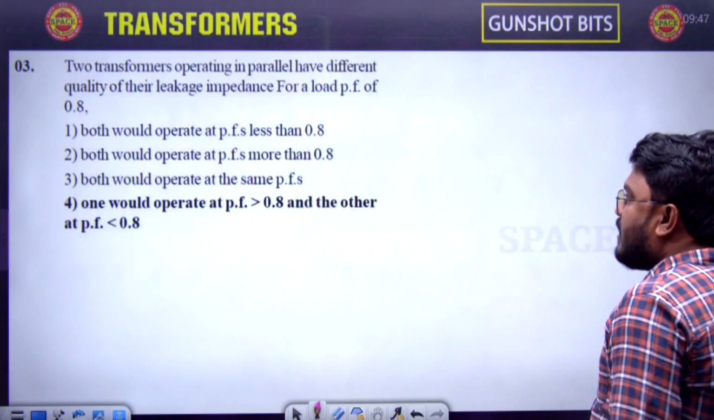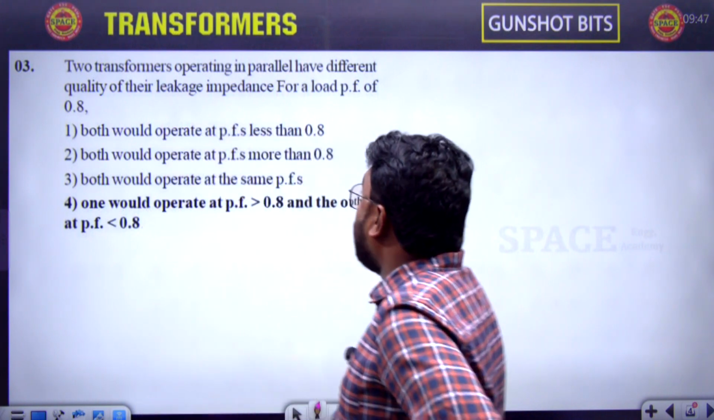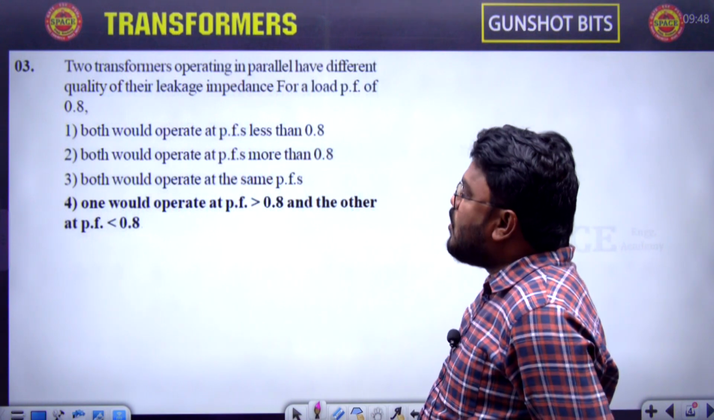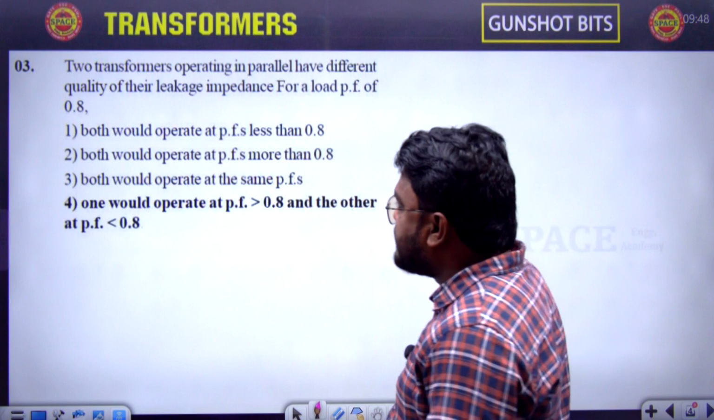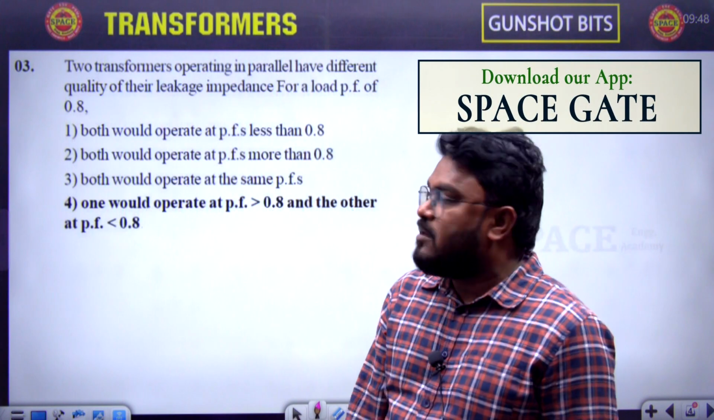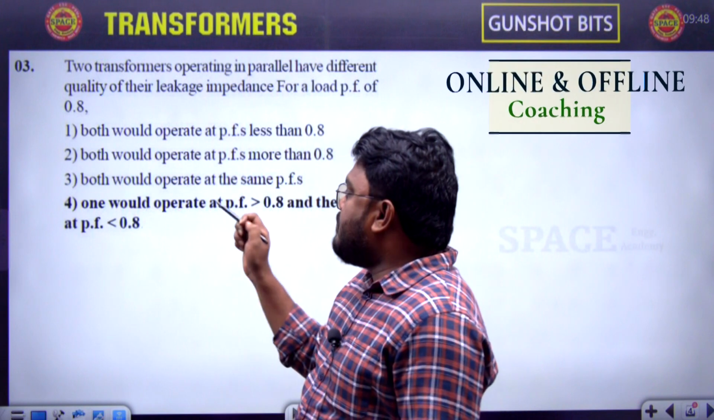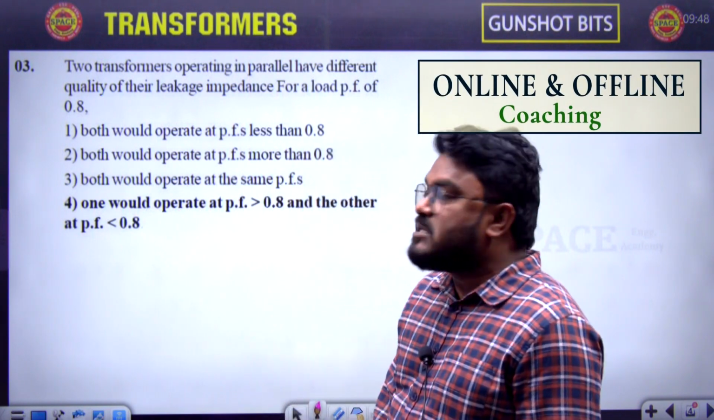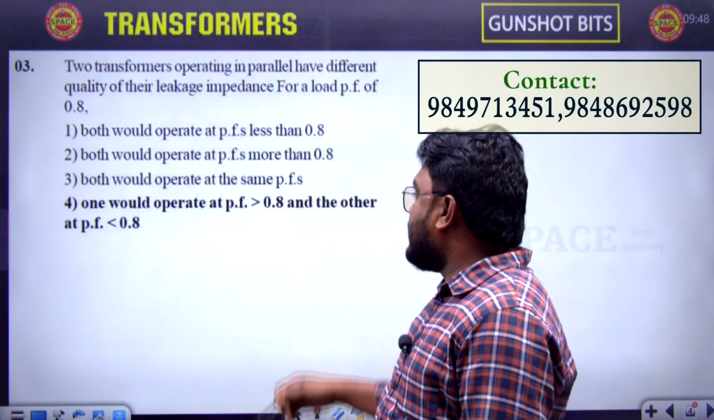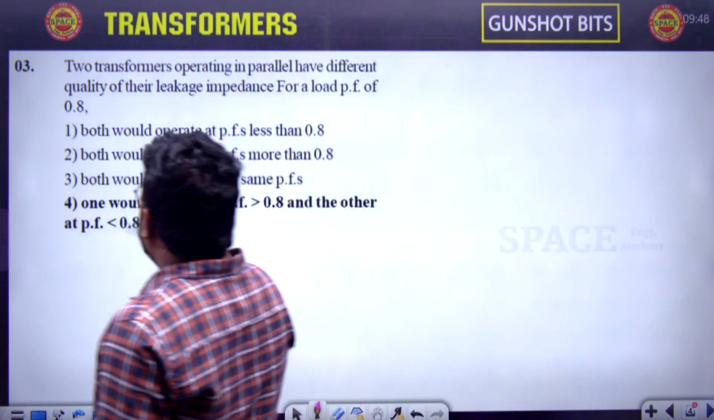Next, let us solve question number 3. Two transformers operating in parallel have different quality of their leakage impedances. For a load power factor of 0.8, the options are: both would operate at power factors less than 0.8; both would operate at power factors more than 0.8; both would operate at the same power factor; one would operate at a power factor greater than 0.8 and the other at a power factor less than 0.8. So what will happen here?